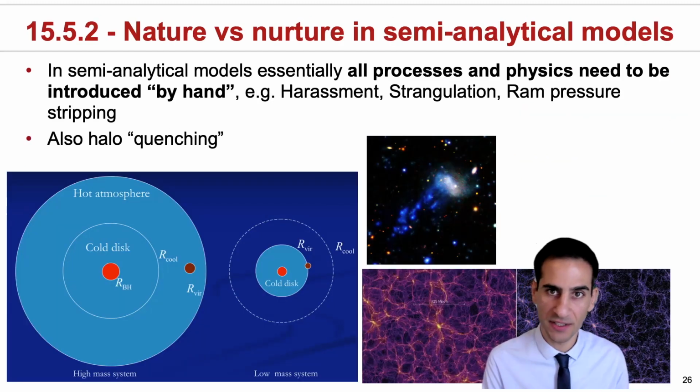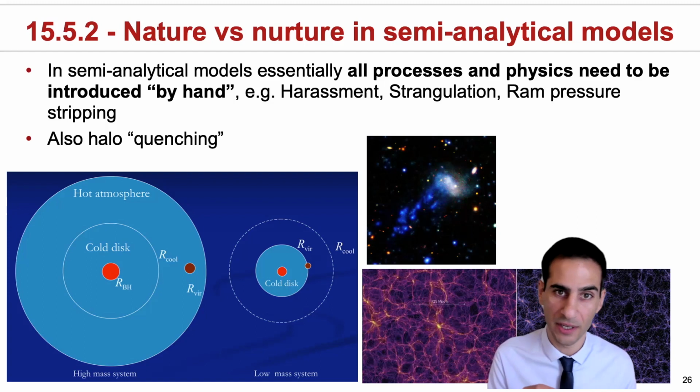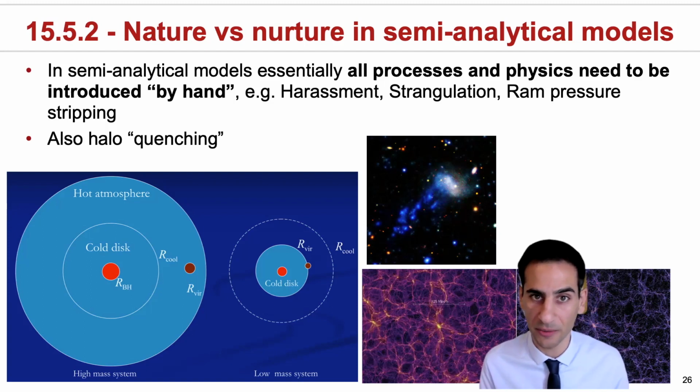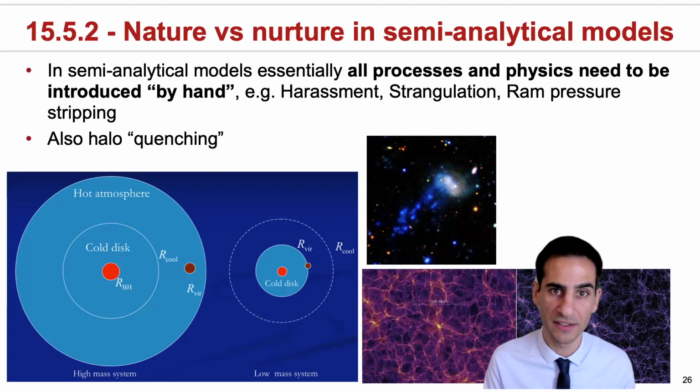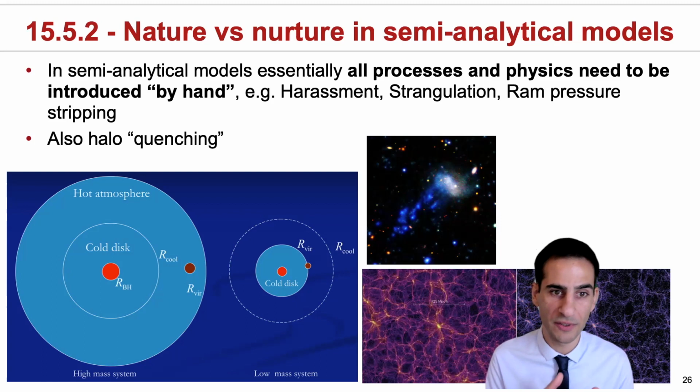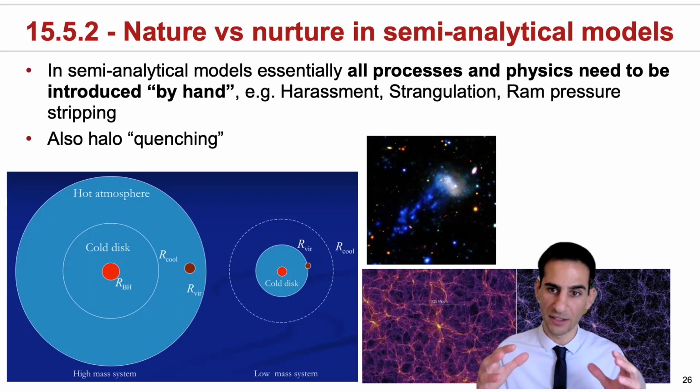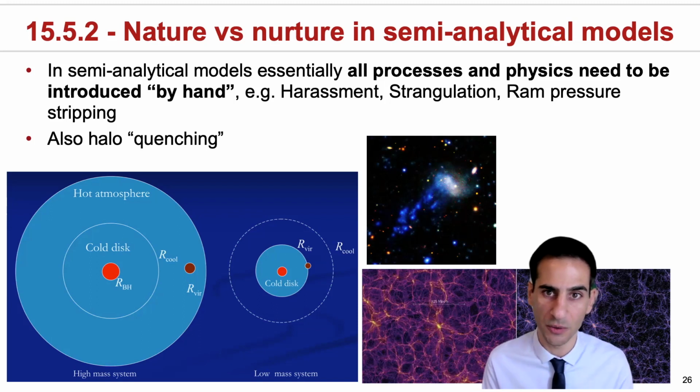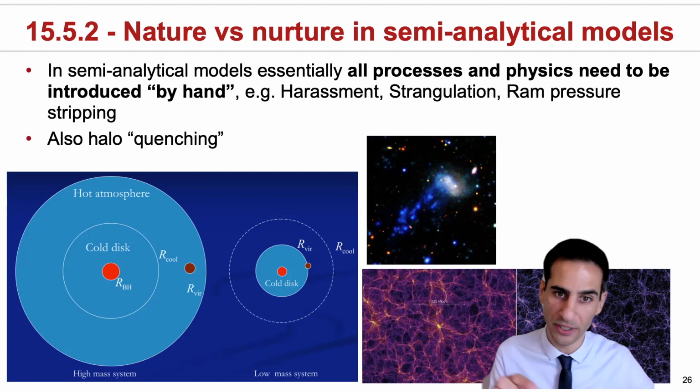Perhaps one of the big limitations of semi-analytical models is the fact that nothing comes out of it on its own. All the processes need to be put in by hand. This includes environmental processes that we briefly covered in section 14, such as harassment, strangulation, ram pressure stripping, or even processes that we call halo quenching, when the halo of the galaxy is just too hot for the gas ever to cool. All these processes need to be put into the code, essentially as equations or conditions that will be triggered once a galaxy or a structure fulfills it.